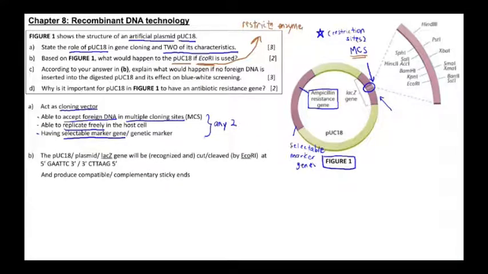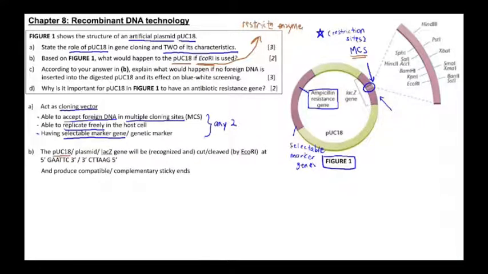We say that the plasmid, pUC18, will be cut by the EcoR1 enzyme at this restriction site. Make sure you give the sequence of the restriction site recognized by EcoR1, which is 5' GAA TTC 3'. State the direction of the sequence. And what would happen after the plasmid is cut? It will produce compatible, or we say complementary, sticky ends.